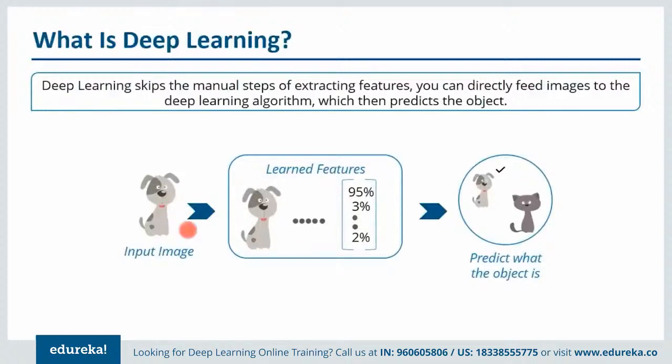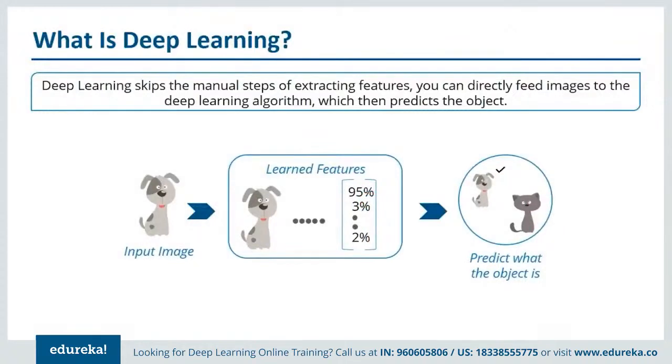So what happens here, we provide an input image of a dog, and it will automatically learn certain features even if we don't provide it with those features. After that, it will give us the probability, and according to this particular scenario, it says 95% chances of being a dog, 3% chances of some other animal, similarly 2% chances of some other animal. Since the highest probability goes with the dog, the prediction says that the input image is nothing but a dog.